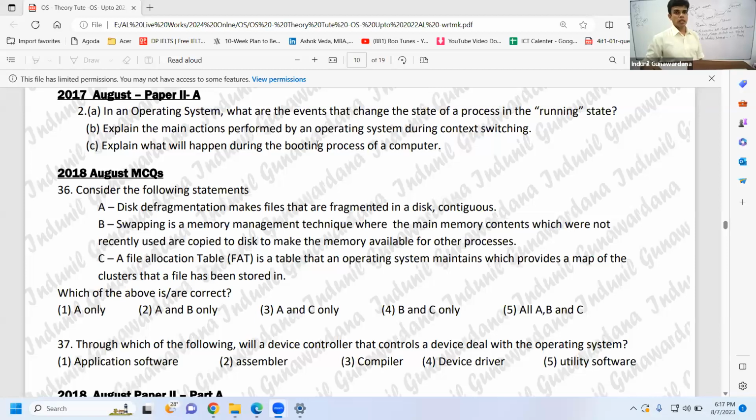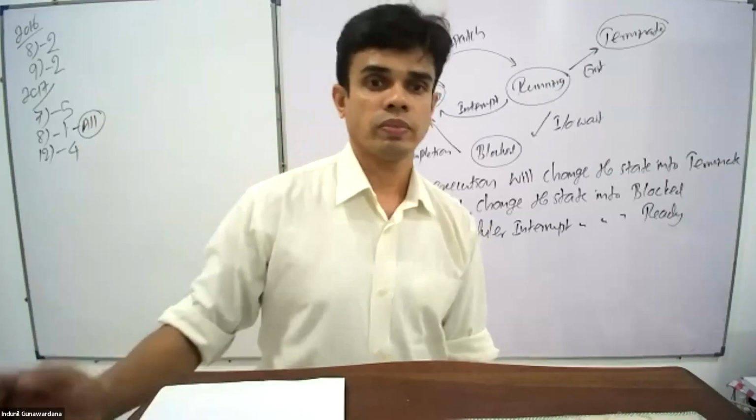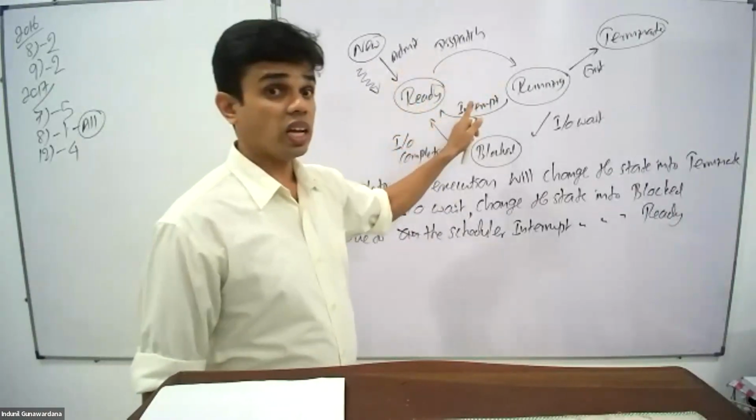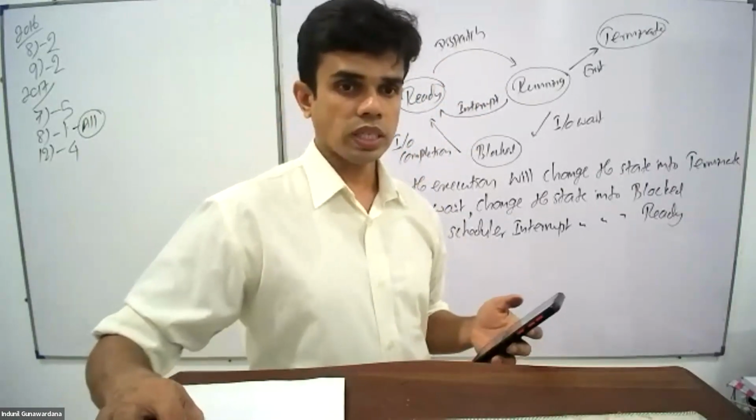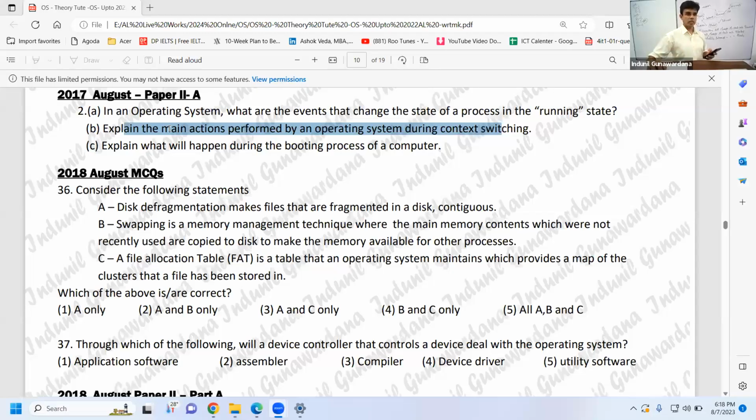Right. Then, okay, part B: explain the main actions performed by an OS during context switching. While the context switching takes place, what are the actions taken by the OS? I'll just focus on the marking scheme quickly. This is a second question, right? So they'll expect, you can write that in any way. It gives you 4 marks altogether.